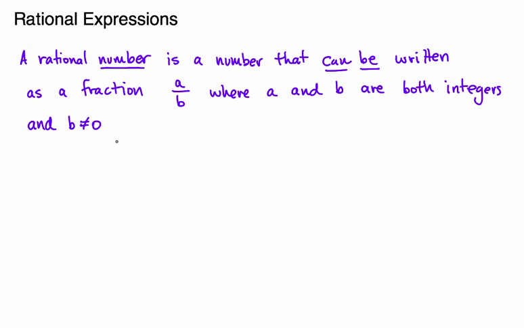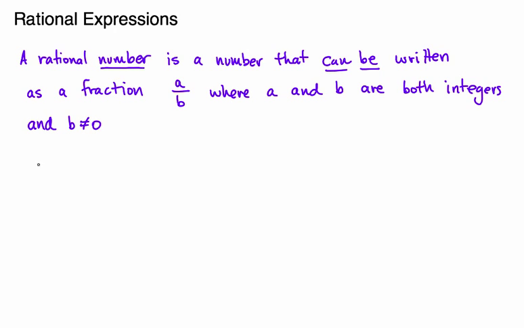Okay, in this lesson we're going to take a look at rational expressions. In the past, you may have learned what a rational number is, so let's just do a review of that before we take a look at rational expressions. A rational number is a number that can be written as a fraction, a over b, where a and b are both integers and b does not equal 0.